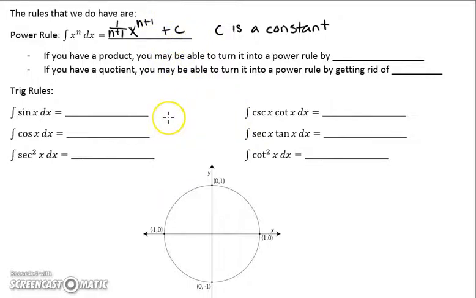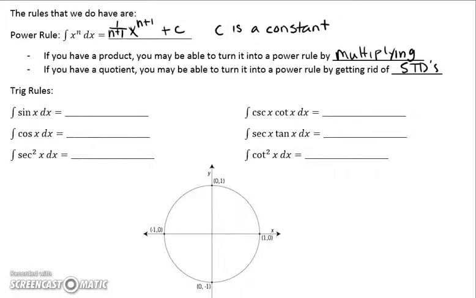Now, if you have a product, we can turn it into a power rule by multiplying a lot of times. That's going to work the same way as with derivatives. We can get rid of a lot of product rule problems just by multiplying things out. If we have a quotient, we can turn it into a power rule by dividing a lot of times. If we can't get rid of our quotient completely, then we can't antidifferentiate yet.